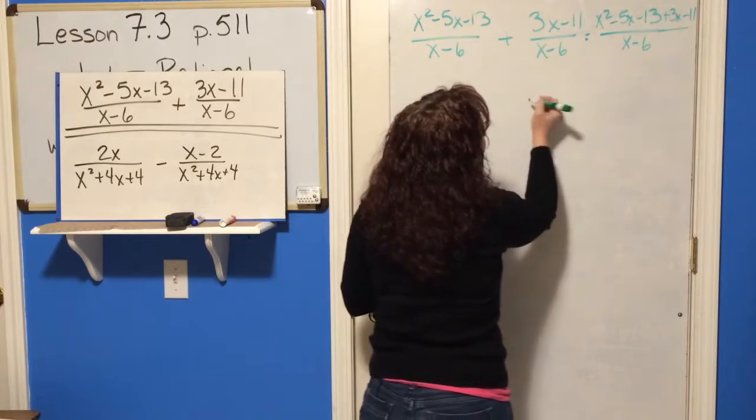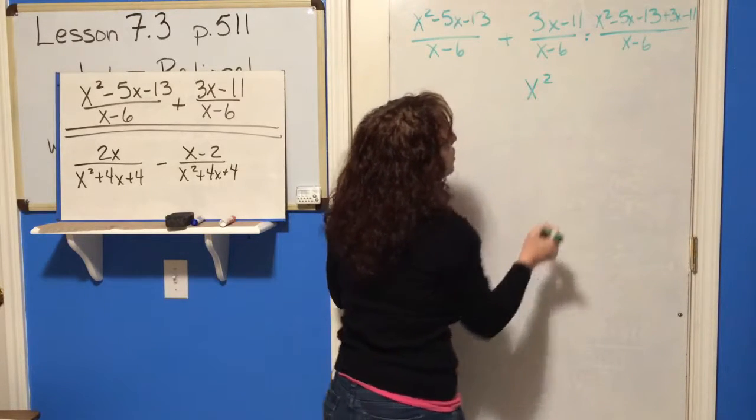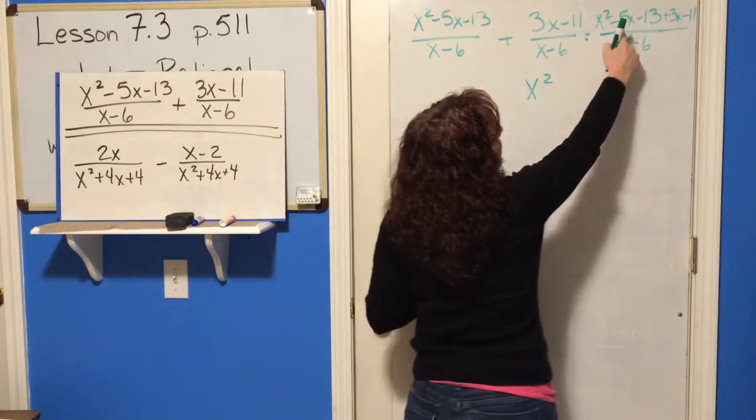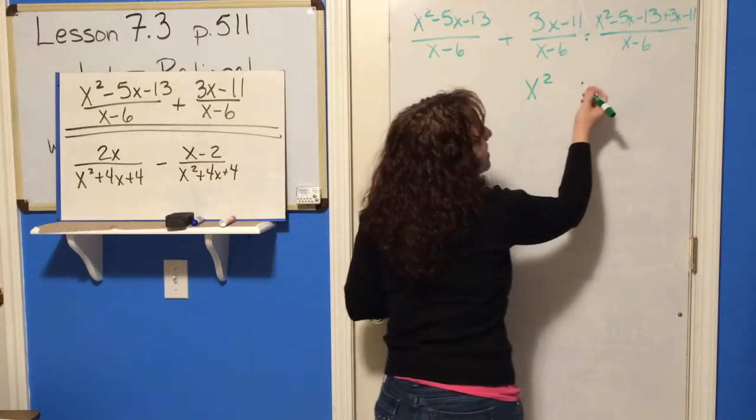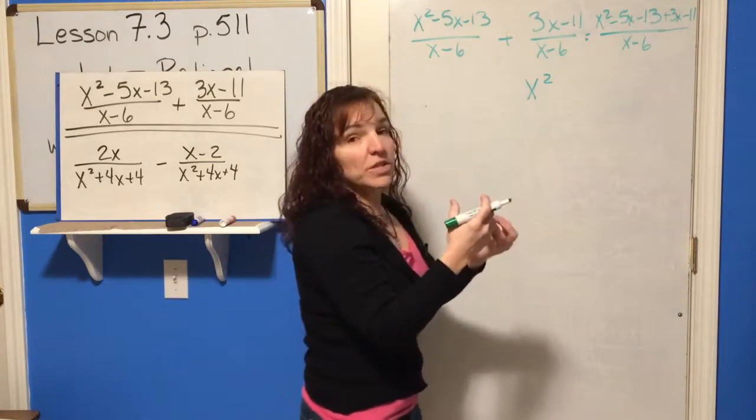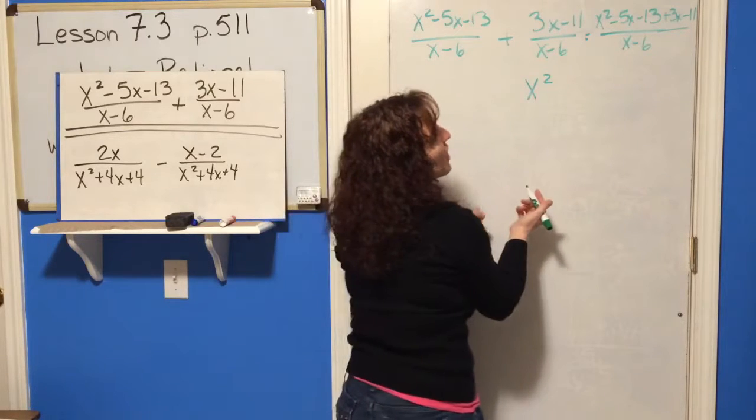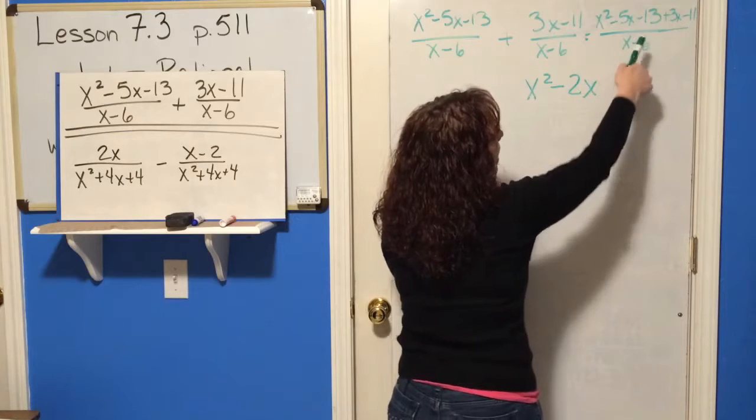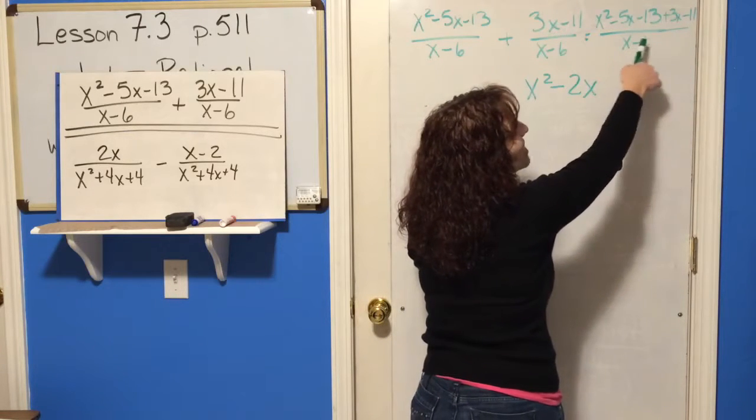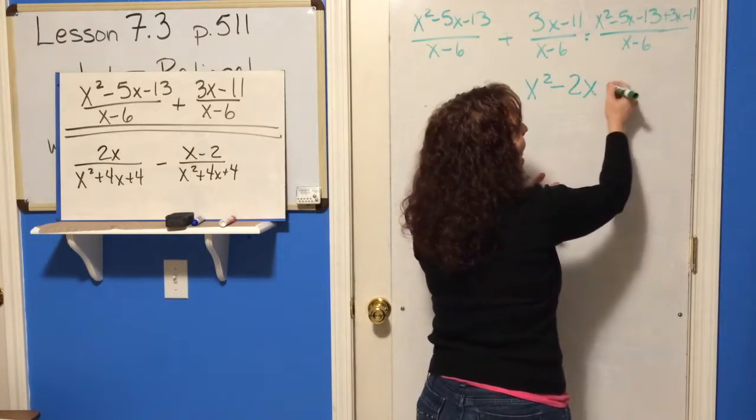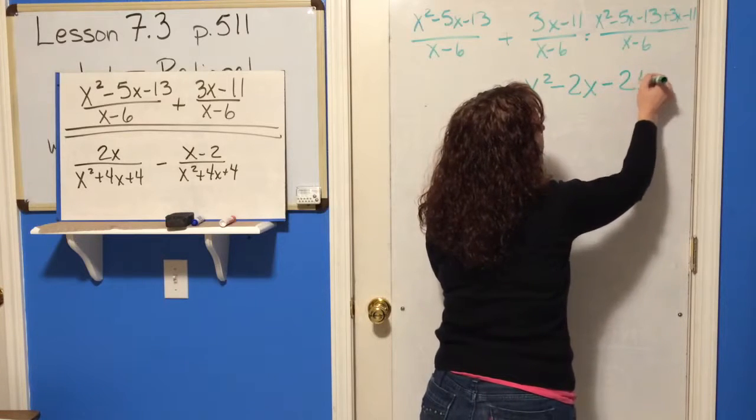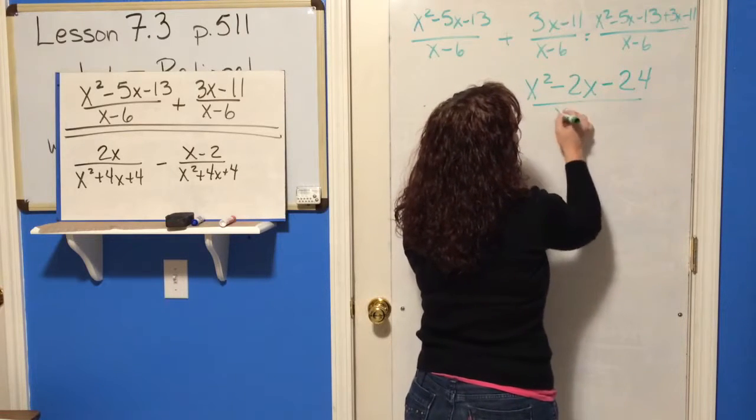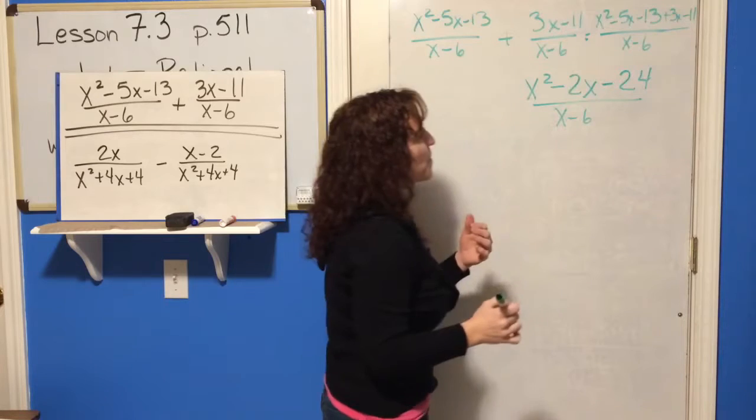So x squared doesn't have any other squares. You've got a negative 5x plus 3x. And so the signs are different. So you subtract. So you've got 2 and the 5 is bigger. So negative 2x and negative 13 and negative 11. The signs are the same. So you add a negative 24 all over x minus 6.